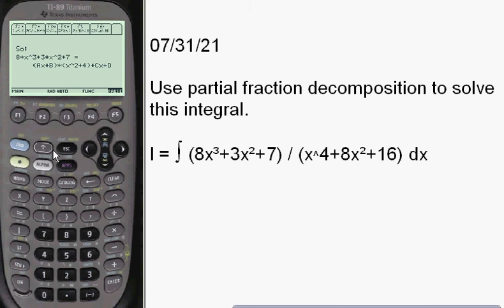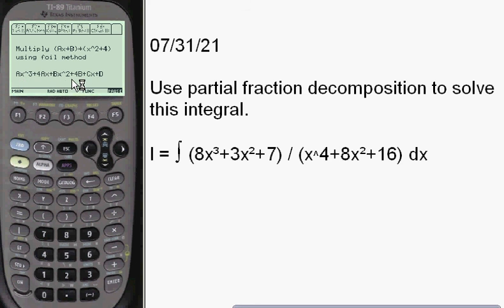So keep writing this exactly down as you see it. So now we got 8x cubed plus 3x squared plus 7 is equal to ax plus b times x squared plus 4 plus cx plus d. Now we have to multiply this using the FOIL method, ax plus b times x squared plus 4. Right here is what I tell you to do it. And then it comes up to ax cubed plus 4ax plus bx squared plus 4b, plus cx plus d.